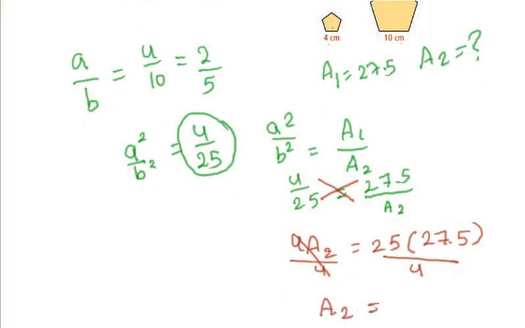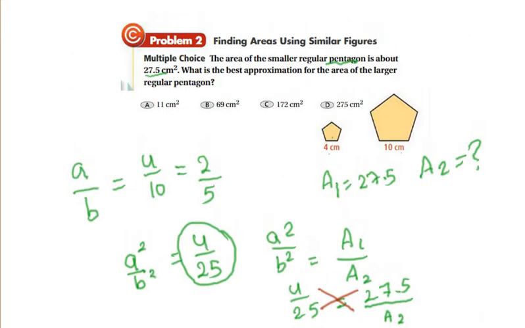A2 is equal to 171.875 centimeter squared. It should be the same unit as area 1. If they ask about the perimeter, we use the same ratio without squaring. But actually here there is no need because it's a regular pentagon, so we can find the perimeter by multiplying 10 times 5 because we have 5 sides. So the perimeter is going to be 50 here.